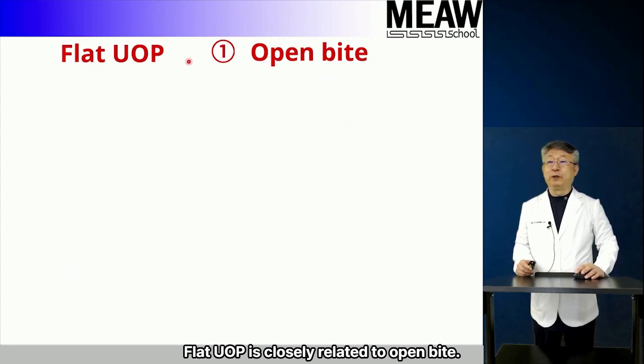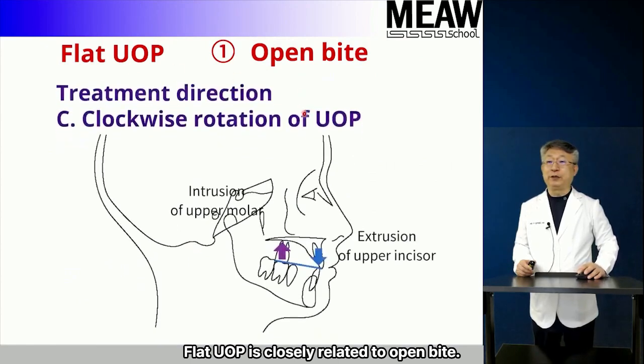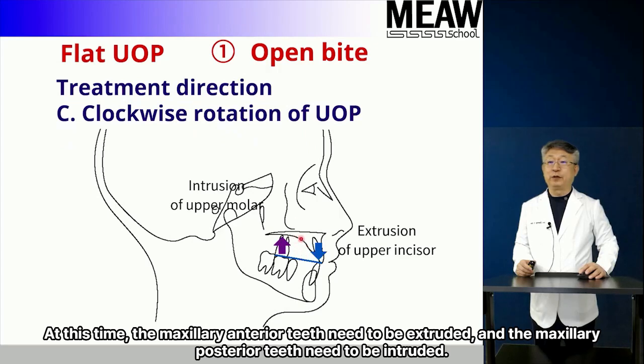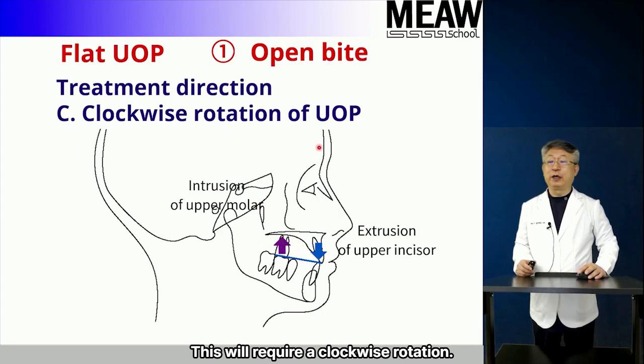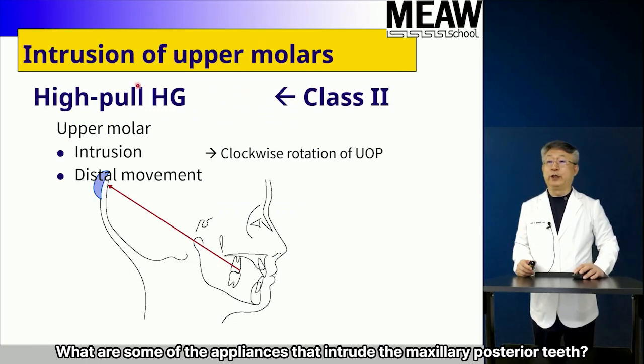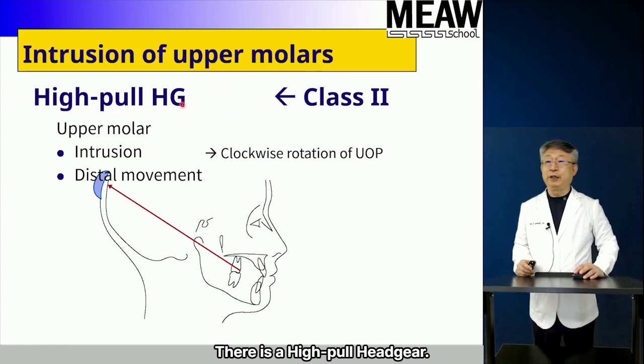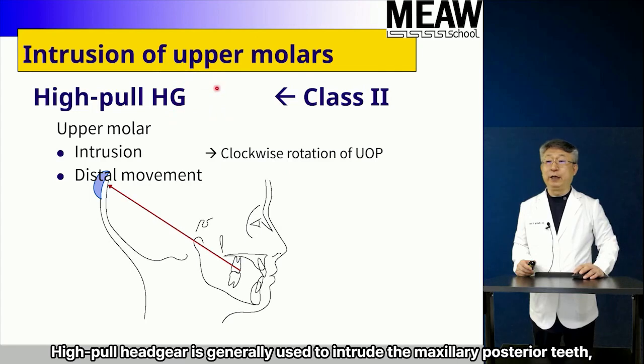Flat UOP is closely related to open bite. At this time, the maxillary anterior teeth need to be extruded, and the maxillary posterior teeth need to be intruded. This will require clockwise rotation. What are some of the appliances that intrude the maxillary posterior teeth? There is a HPG. HPG is generally used to intrude the maxillary posterior teeth.